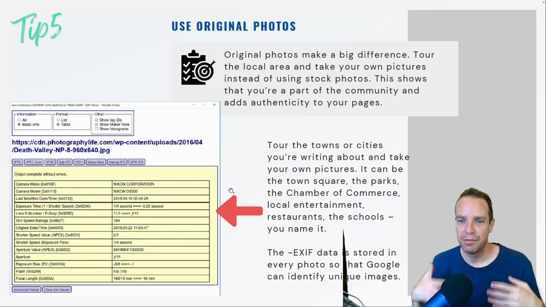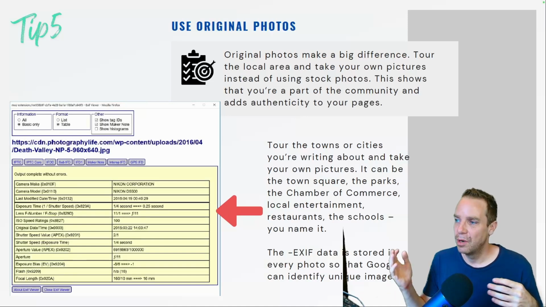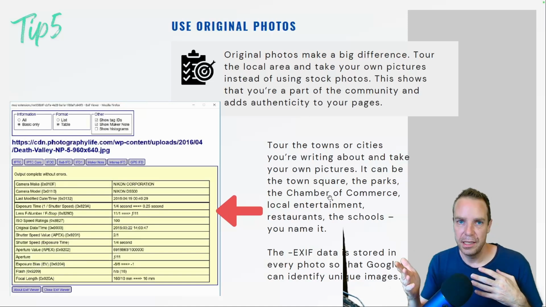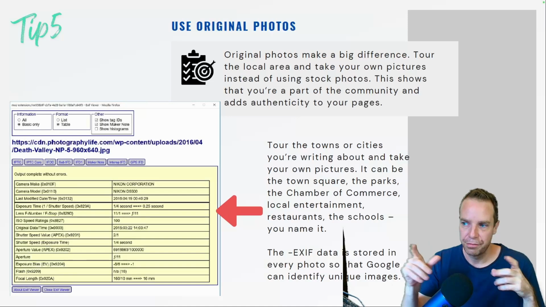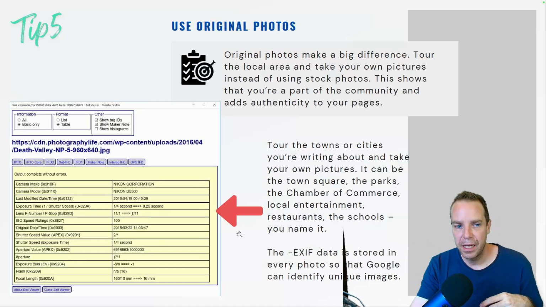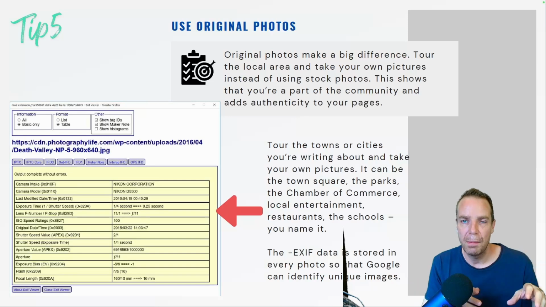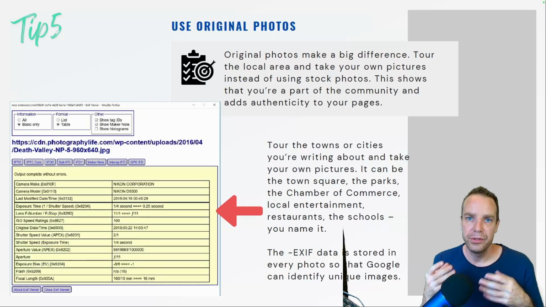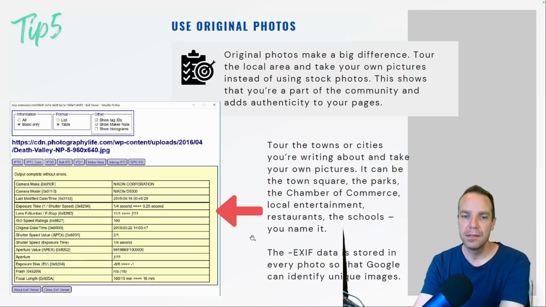For example, if you have a plumber service, or if you are a real estate agent, then it makes sense to drive around your city or town and take pictures of specific objects or locations. The EXIF file will store this information in those photos, and when you upload these images to your website, Google can see the EXIF files and see that these photos are unique.